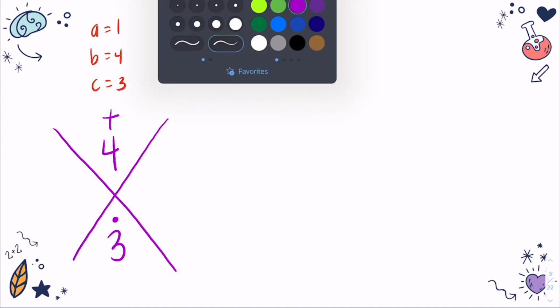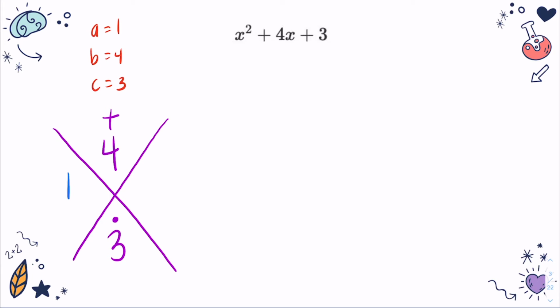So we already know the two numbers here are 1 and 3. Right? 1 plus 3 is 4. 1 times 3 is 3. And so when we complete that x puzzle when a equals 1, those give us the factors x plus 1 times x plus 3.